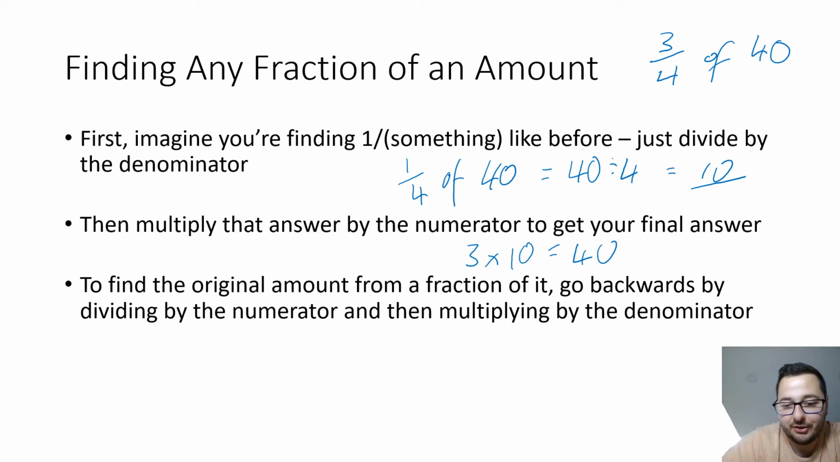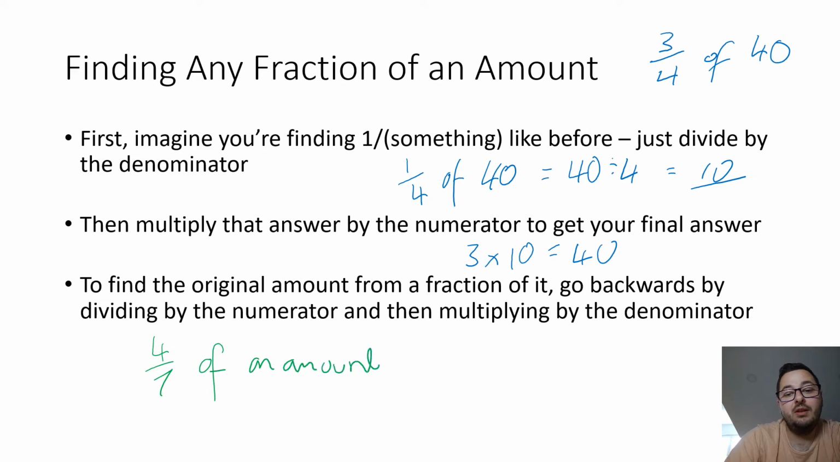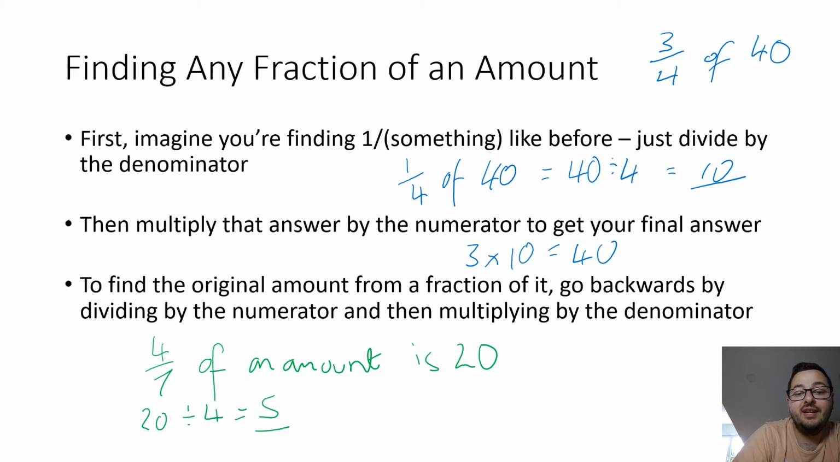So for example, let's just do a quick example. If I knew that 4/7 of an amount is 20, you first divide by 4, so 20 divided by 4 is 5, and then you times by the denominator.